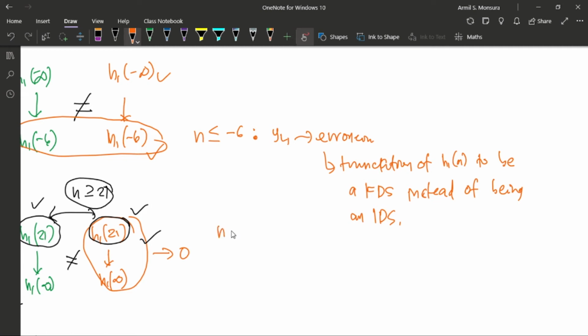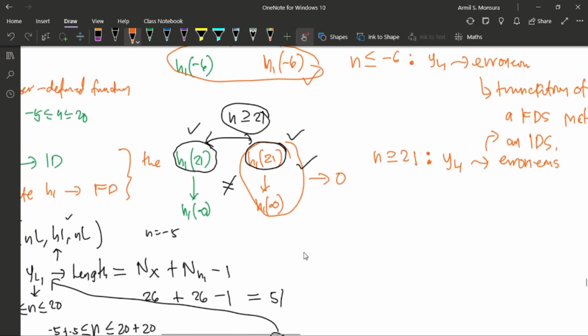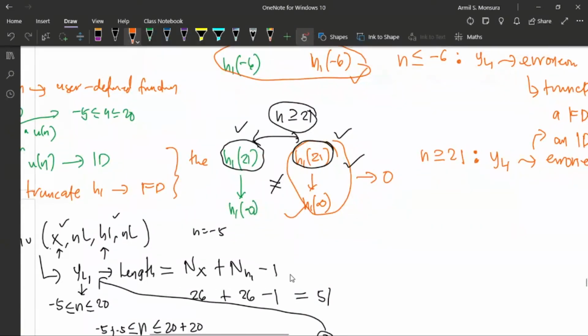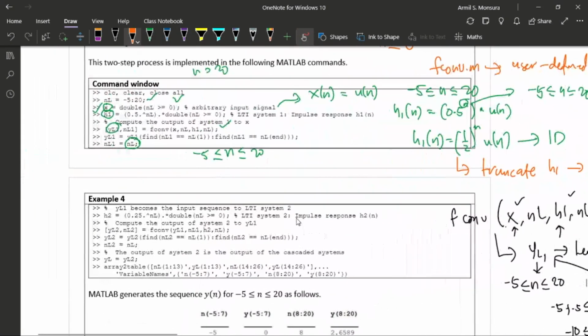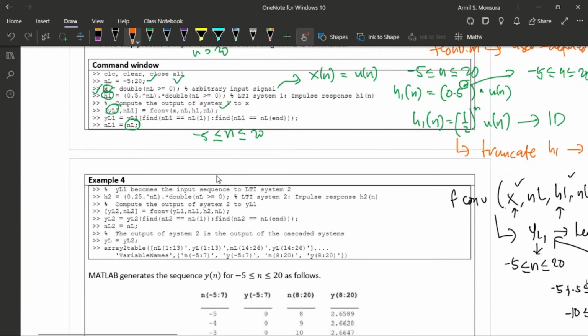For n greater than or equal to 21, yung values ng sequence YL1 niyo is also erroneous, for the same reason. Dahil sa truncation na ginawa natin, so that we can input the H1 sequence into your MATLAB. So, ayan.